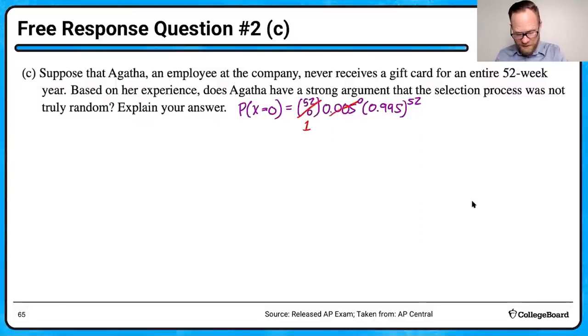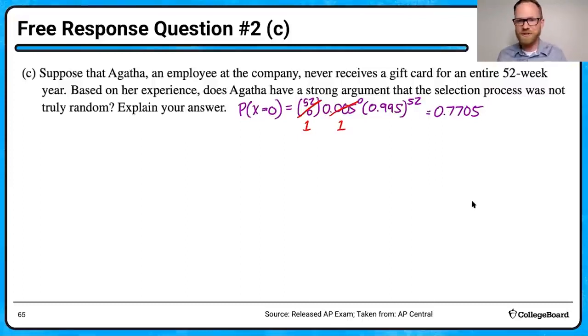And then anything raised to the 0 power is really just 1. And so what we end up with here really is 0.995 raised to the 52. And that's going to give us the answer that we got in part A there, which was 0.7705. So about a 77% chance that that would happen. There's a 77% chance that an employee would win 0 gift cards out of 52. So this whole thing with Agatha, not very surprising.